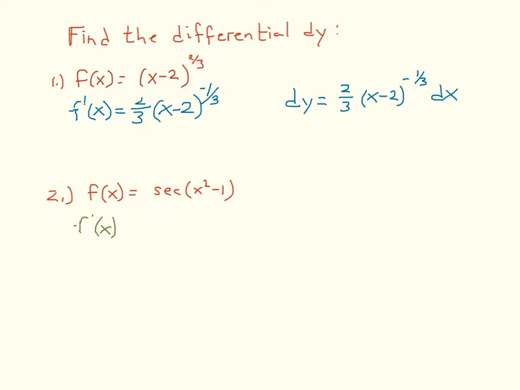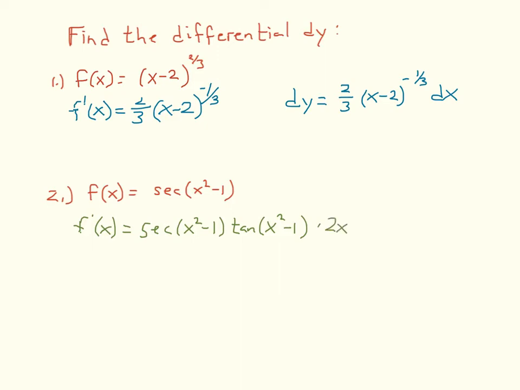Let's get that there. f prime of x is the derivative of secant. We have to go through with that. It's going to be the secant of x squared minus 1 times the tangent of x squared minus 1 times the derivative of the inside function, which is going to be times 2x.